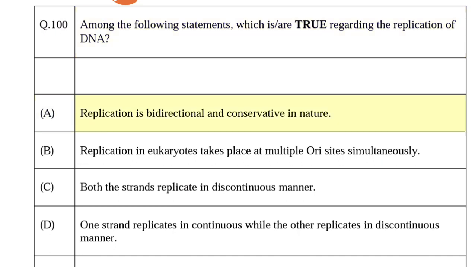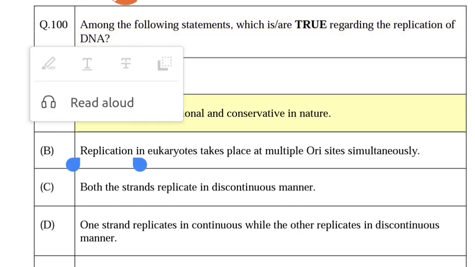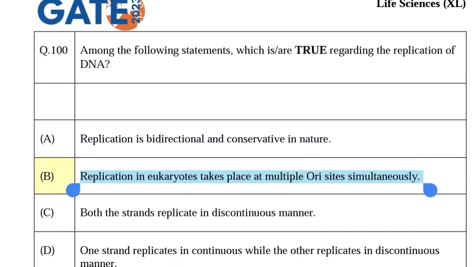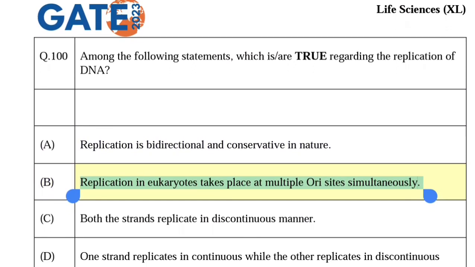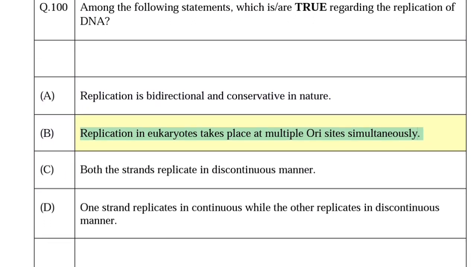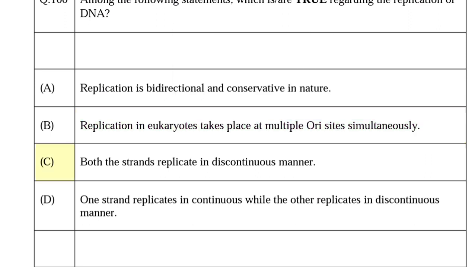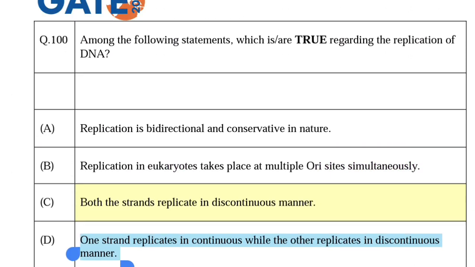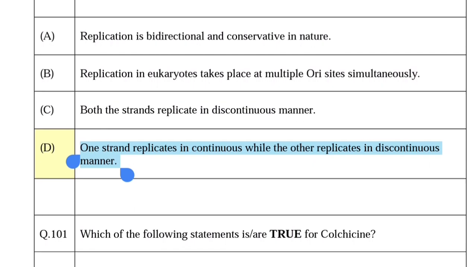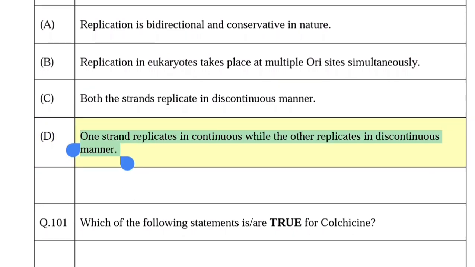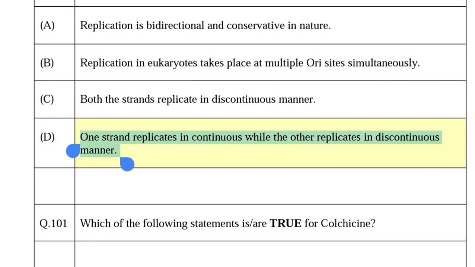A. Replication is bidirectional and conservative in nature. B. Replication in eukaryotes takes place at multiple ORI sites simultaneously. C. Both the strands replicate in discontinuous manner. D. One strand replicates in continuous while the other replicates in discontinuous manner.